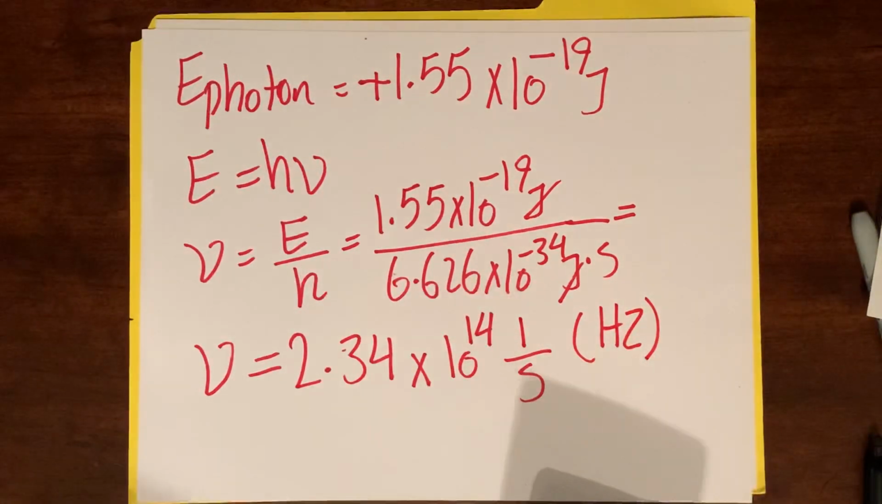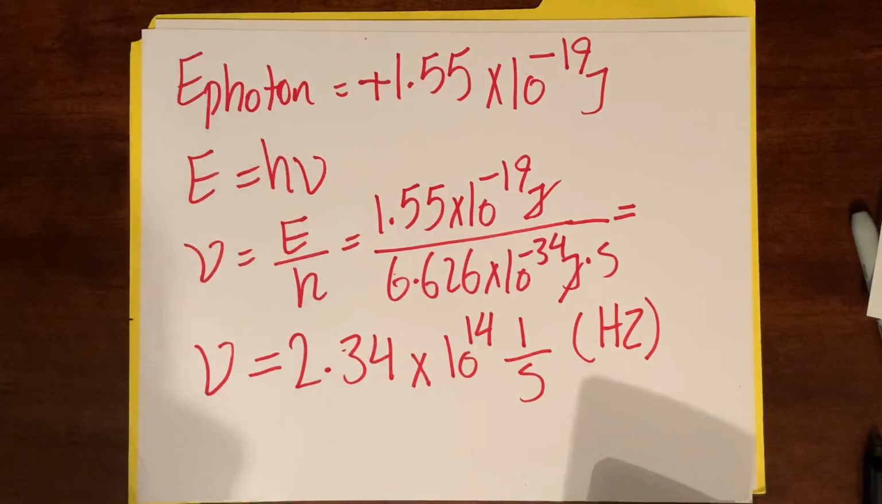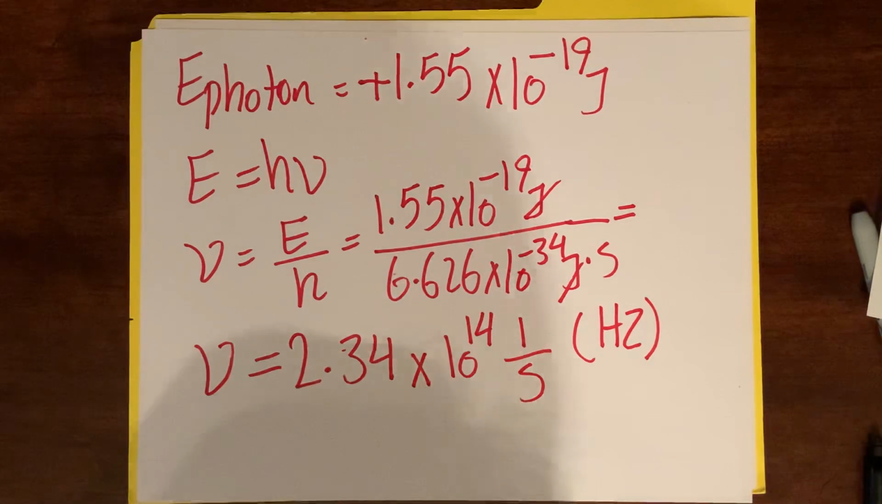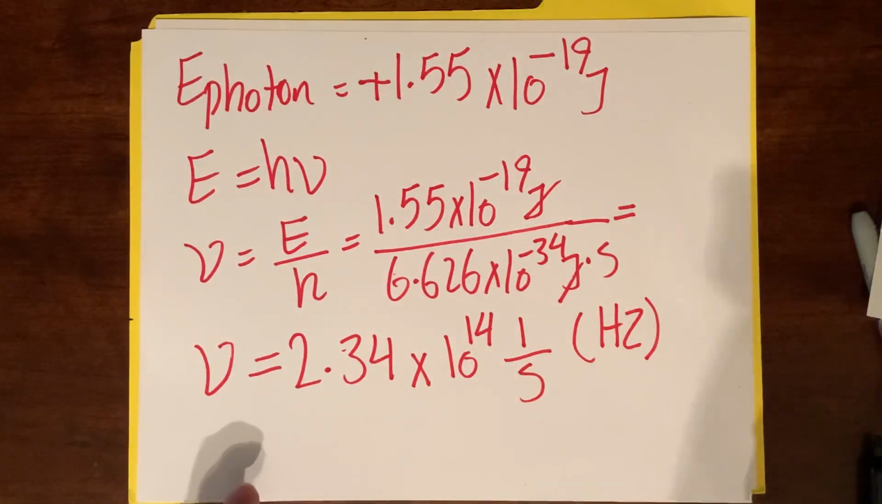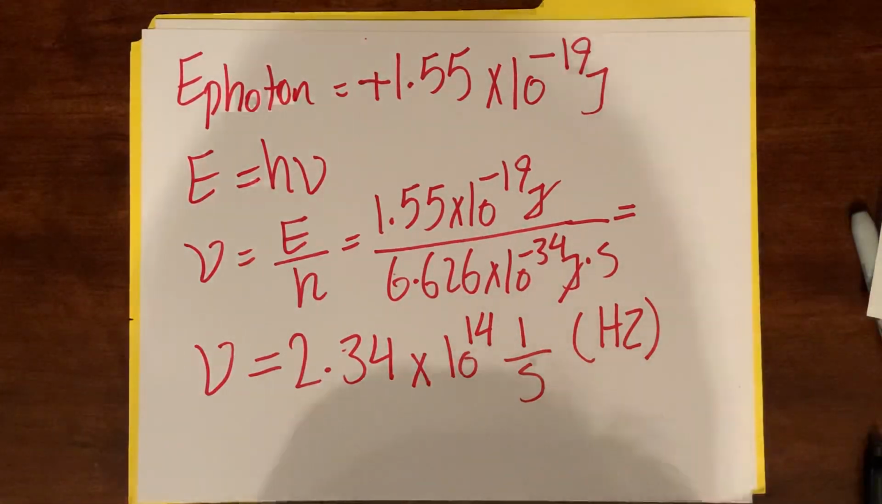Okay, let's double check it. 1.55 times 10 to the power of minus 19 divided by 6.626 times 10 to the power of minus 34 gives 2.34 multiply 10 to the power of 14, 1 over second or hertz. And now frequency is a positive number, not negative, and that can be correct.